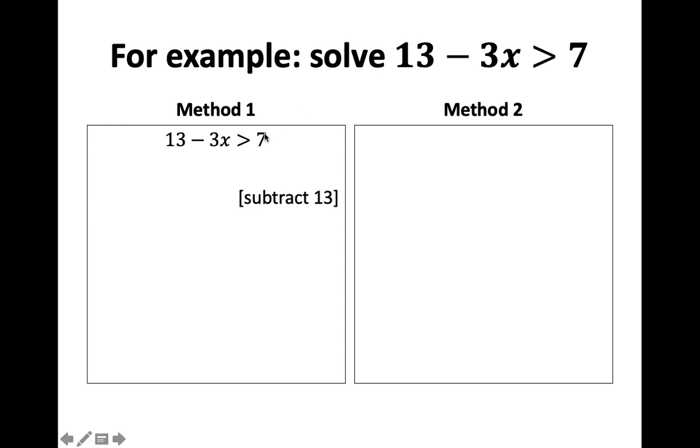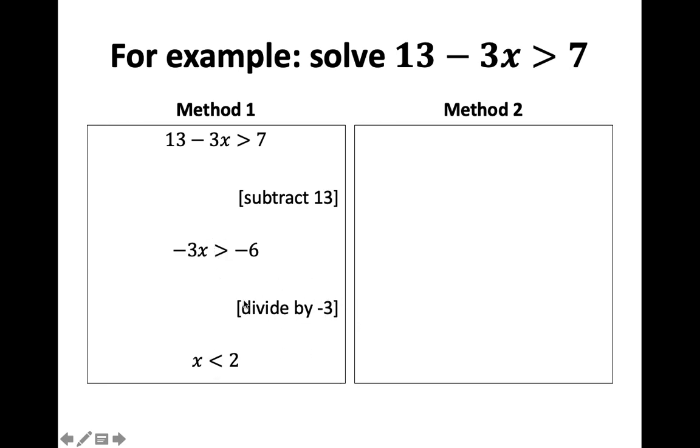So the first thing we can do is get x on its own. So I'm going to say we're going to subtract 13 from both sides. Fantastic. And now we're going to divide by -3. Now can you pause the video and work out what has happened here? Fantastic. Hopefully you noticed that we flipped the inequality sign.